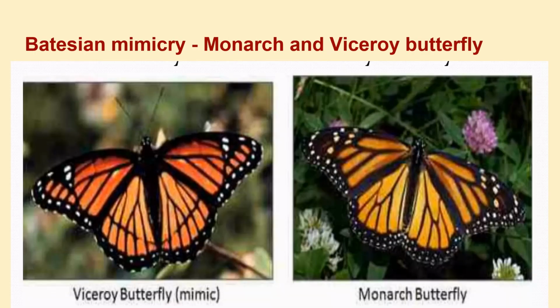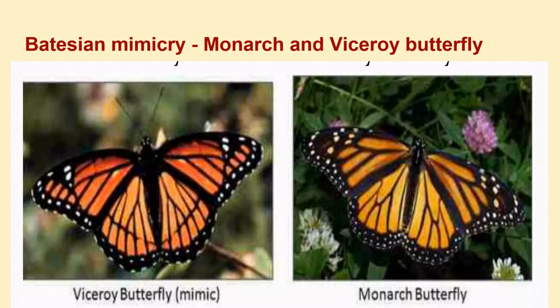Next, Batesian mimicry. Batesian mimicry states that an edible or harmless species resembles an inedible or harmful species for protection. The salient features of Batesian mimicry are: the model must be inedible or protected; the model must have a conspicuous color pattern; the model must be very common; the model and mimic must be present in the same area at the same time; and the mimic should bear a very close resemblance to the model. A very good example of Batesian mimicry is the monarch and viceroy butterfly.